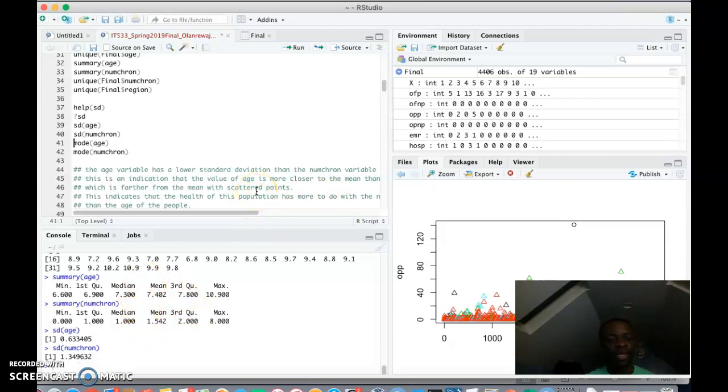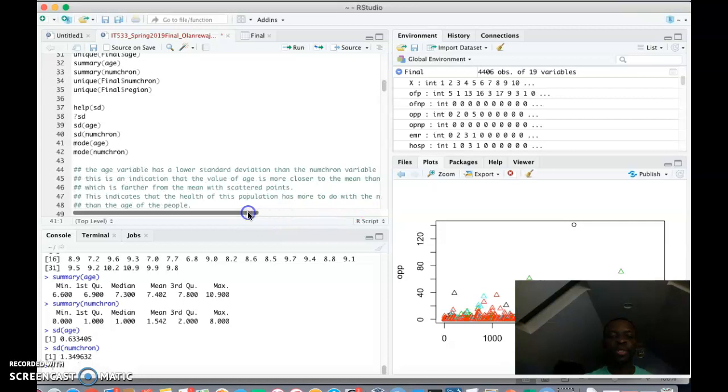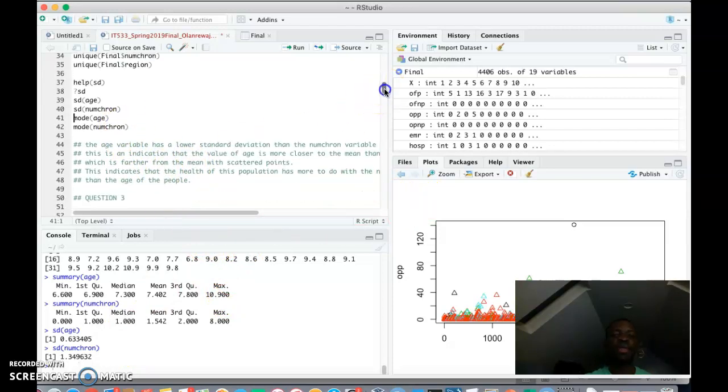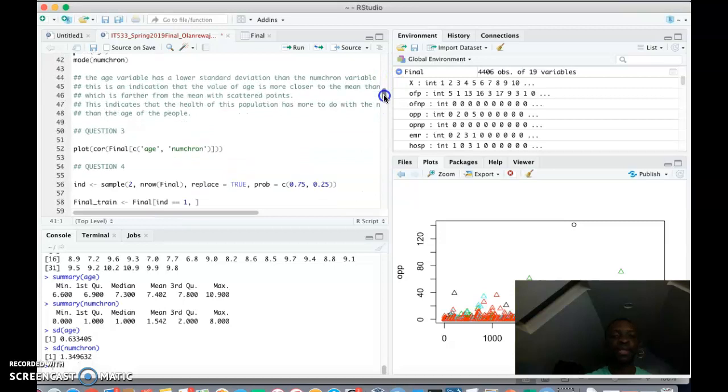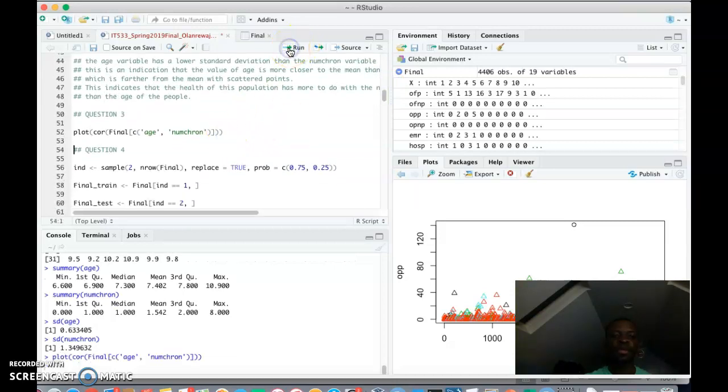So this indicates that the health of this population has more to do with non-chrome than the age of the people. This value is telling us that the age of the people does not really determine the health of the population, like non-chrome would determine the health status of the people. So I was able to plot the graph right here, you see.